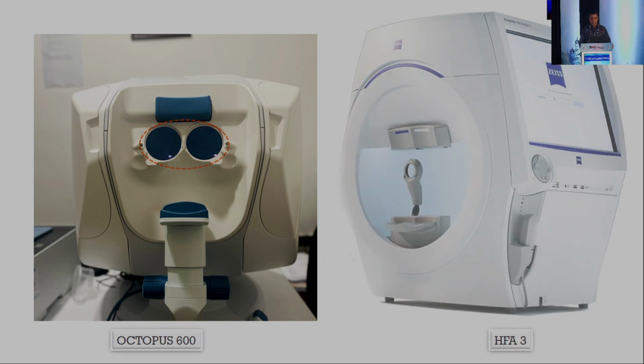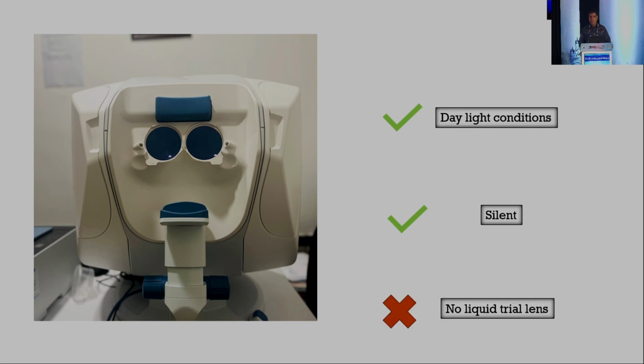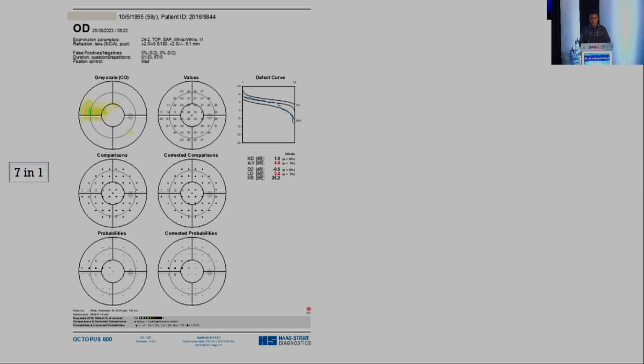the photograph. Now, from the machine perspective, there are some advantages, like this can be operated under daylight conditions, and that it's a silent perimeter, doesn't have the motors of the Humphrey, which can be distracting for some patients. Now, you can feel that the absence of a liquid trial lens like you have in the HFA3 can be a disadvantage because it helps in faster setting up times.